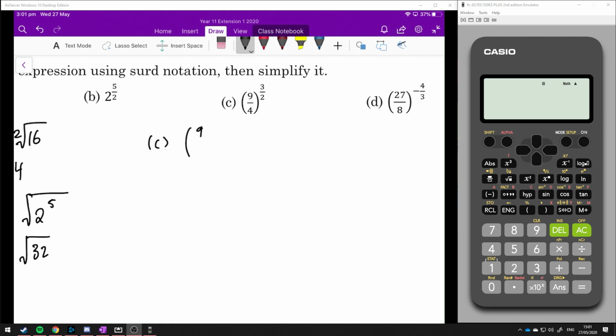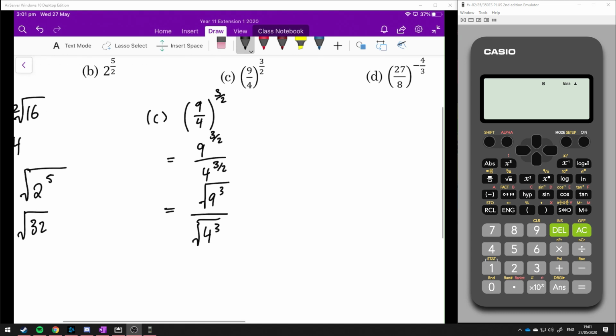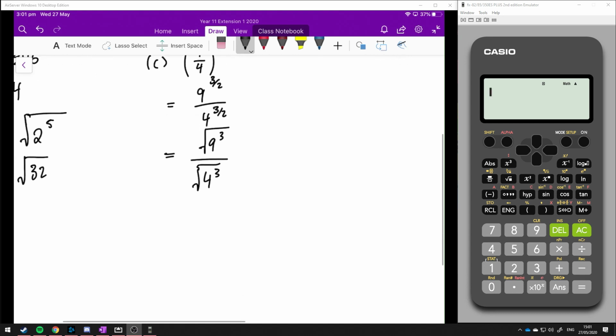We'll have 9 over 4 to the power of 3 on 2. Okay. So this is the same as 9 to the power of 3 on 2 over 4 to the power of 3 on 2. Okay, which is the same as the square root of 9 cubed over the square root of 4 cubed. Okay. And we know through our index law that's just the same as the square root of 9 cubed over 3 cubed. So using our surd rules, this is the same as 9 cubed on 4 cubed.